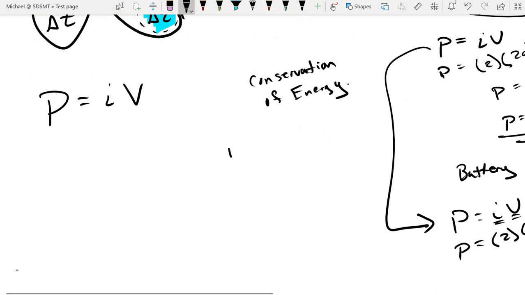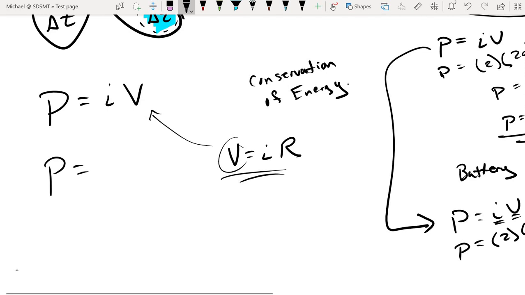But what if we went back to Ohm's law and said, well, can we do some substitutions? What if we substituted V for IR. In that case, we would get I times IR, or P equals I squared times R.